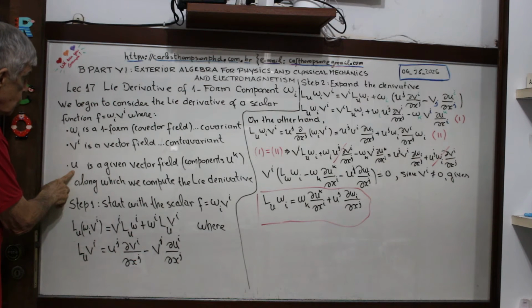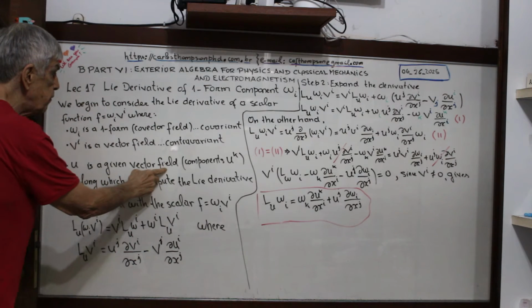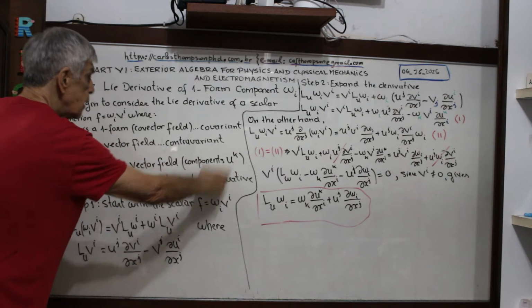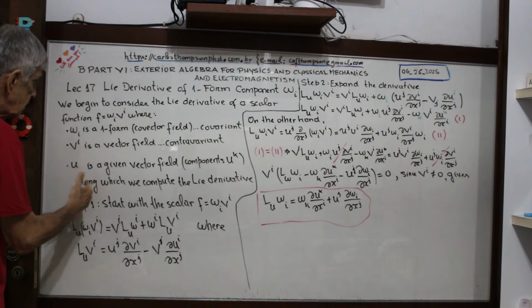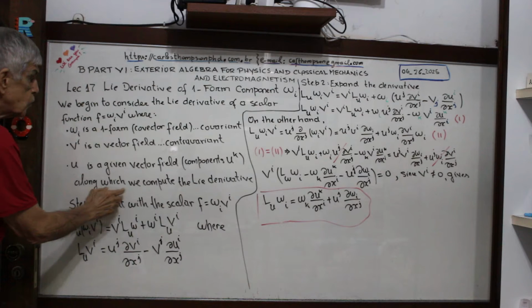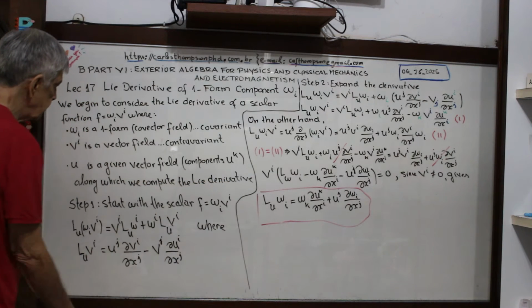Now, U, vector U, is a given vector field, with components u^k. This is the U along which we compute the Lie derivative.